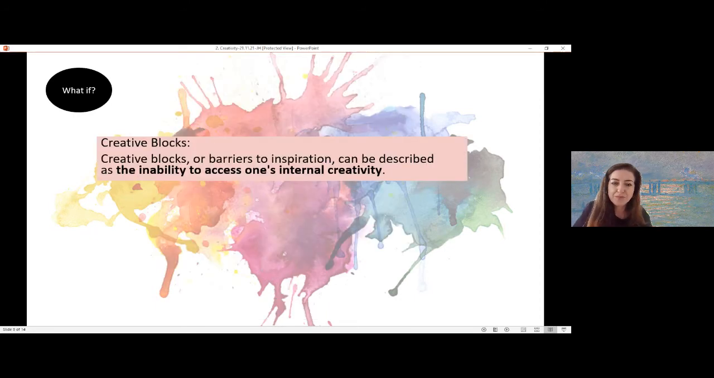So creative blocks are basically barriers to inspiration. So it's when you get stuck in that, if you remember the step 3 in the creative process where you have that illumination, that inspiration, where you come up with the idea, when you get stuck there or just before there. So barriers to inspiration can be described as the inability to access one's internal creativity. Next slide, please, Marlene.